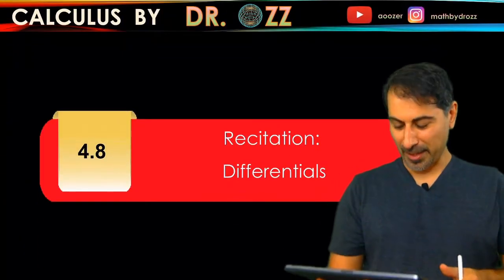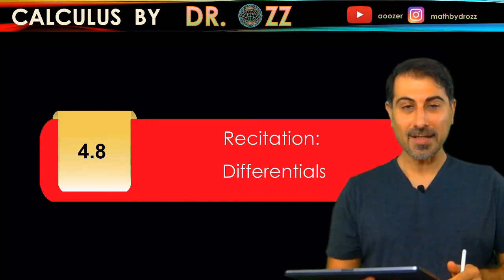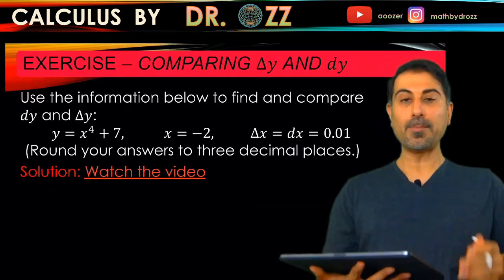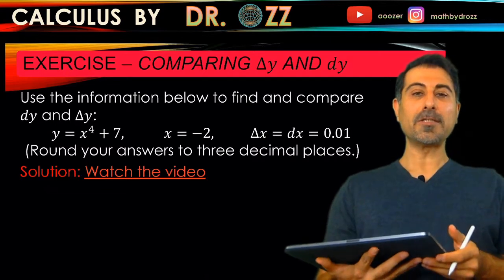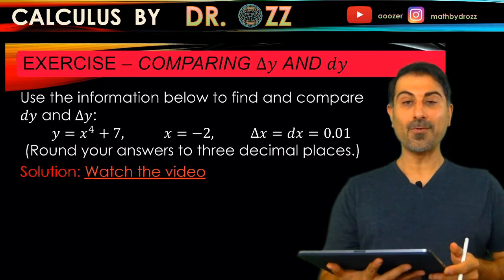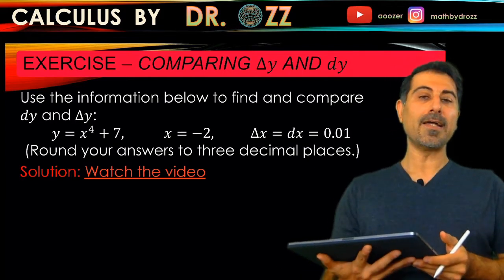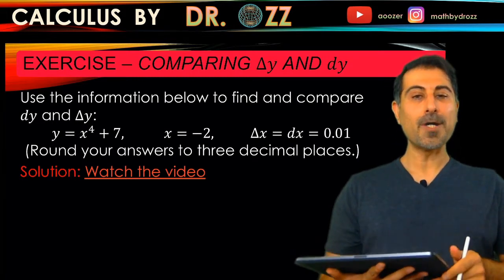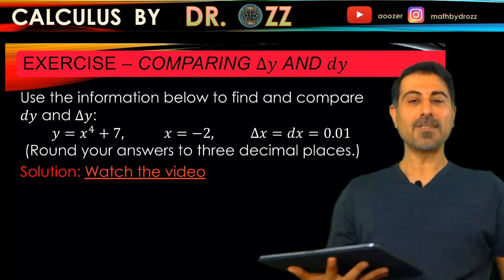All right, it's practice time. Please open the recitation notes, and we have really cool examples gone through step by step in the video. The first example is about the very first learning objective that we learned: comparing delta y and dy for the function y equals x to the fourth plus 7, where the point of consideration is -2, and delta x is given as 0.01. We're going to evaluate dy and delta y to see what the difference looks like.